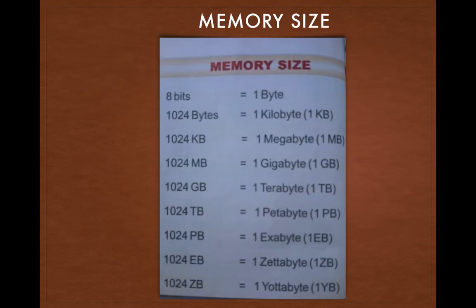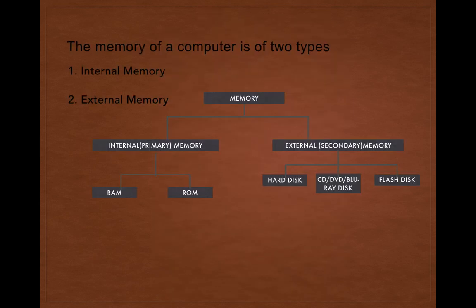Now we have also seen the memory size. 8 bits is equal to 1 byte. So on, kilobyte, megabyte, gigabyte, so on. The more you have this memory size, your computer works faster. Then we have seen the two types of memories, internal memory and external memory. Internal memory is a primary memory and external memory is a secondary memory.